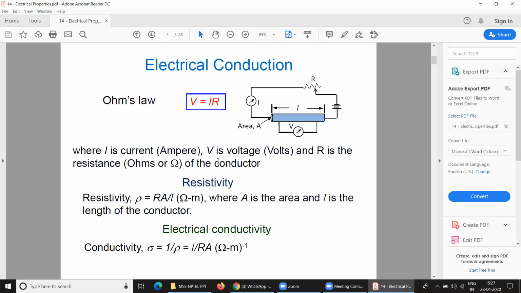Now resistivity rho is equal to RA by L, where A is the area and L is the length of the conductor. And electrical conductivity is 1 by rho, that is L by RA, and ohm meter minus 1 is the unit of the electrical conductivity.